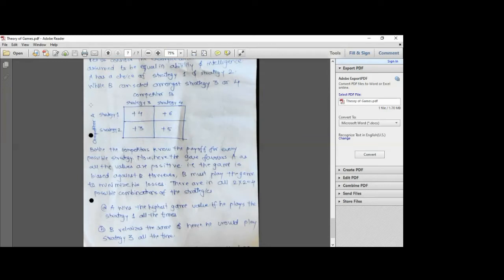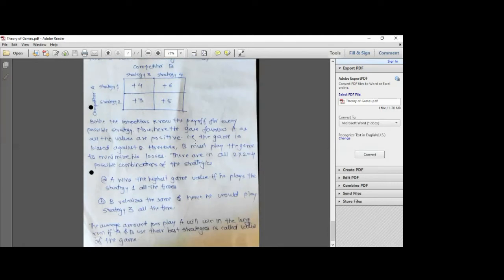Now here you can see that this particular matrix is favored towards A. So irrespective of competitor B playing strategy 3 or strategy 4, and irrespective of competitor A playing strategy 1 or strategy 2, this competitor A is always winning. There is some kind of bias in this particular matrix, right? So here this matrix has favored A, as all the values are positive. That is, the game is biased against B. However, B must play the game to minimize his losses.